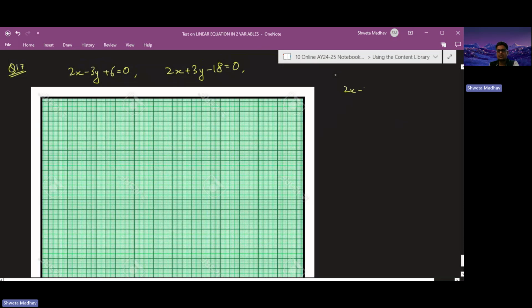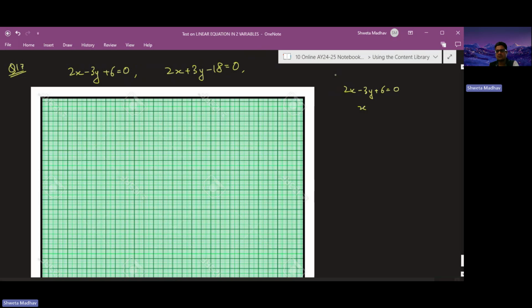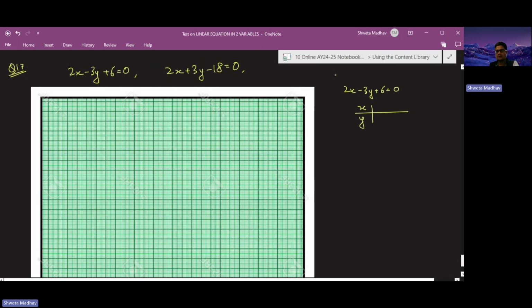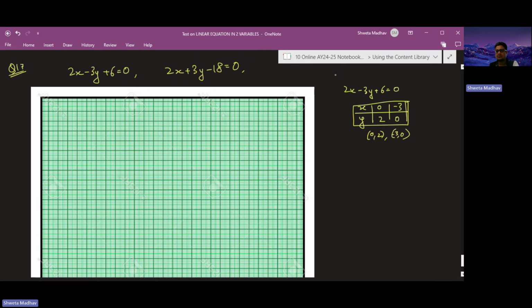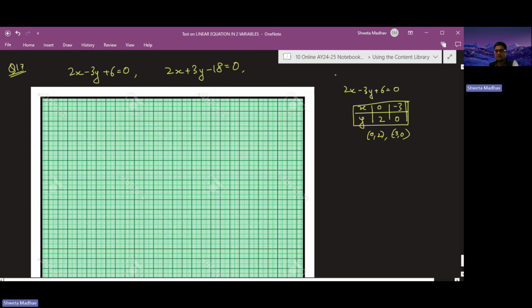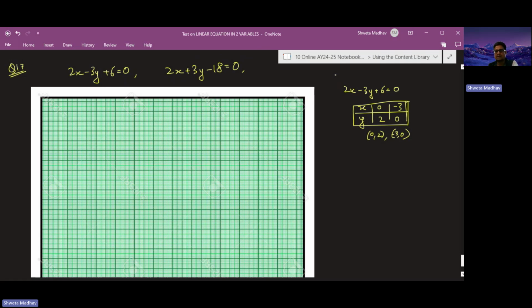So in 2x minus 3y plus 6 equal to 0, we need two values of x and y. If we put x equal to 0, then we will get y equal to 2. And if we put y equal to 0, then we get x equal to minus 3. So we have 2 points here: one is (0, 2) and one is (minus 3, 0). These 2 points we will plot on the graph and join them, and we have to extend on both the sides.